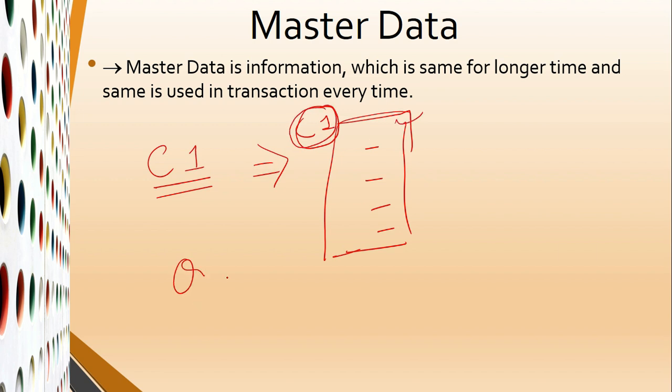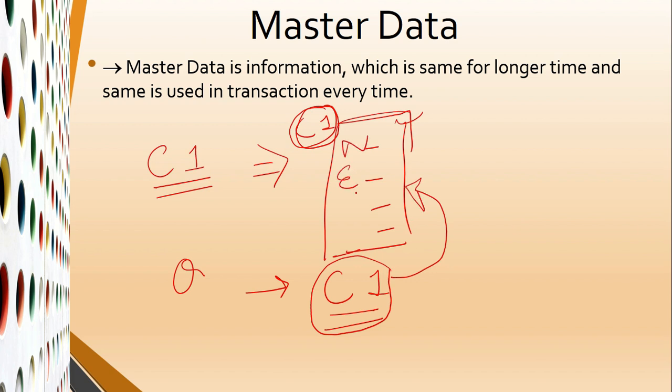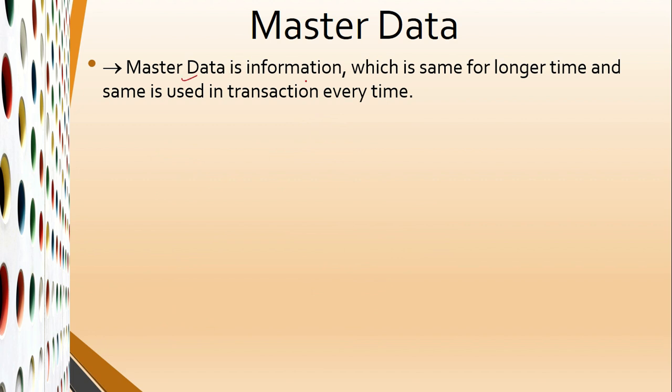So once you create the order, you only have to enter the C1, and you have made the system in such a way that once you enter the C1, the system will call all its information, like what is the name, what is the email ID, what is the mobile number, what is the address. So this is the smarter way, right? In this way the system works in master data. That's why it has been said here that master data is information which is same for longer time, and same is used in transaction every time.